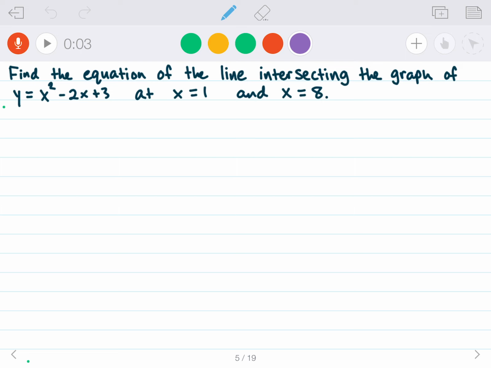We want to find the equation of the line intersecting the graph right here at x equals 1 and x equals 8. So remember, to write a line, we just need two things. We need 2 points to be able to graph a line. And the fact that we're given this information, we know that 2 points on the line are going to be hitting this graph at 2 points. The 2 points that the graph is hit at are x equals 1 and x equals 8.